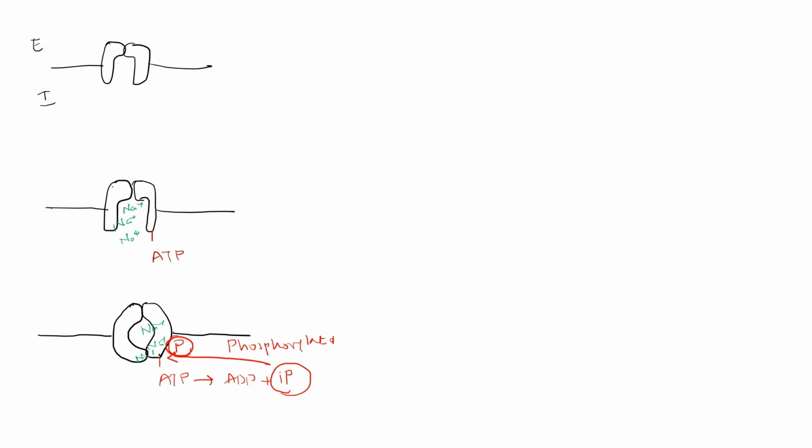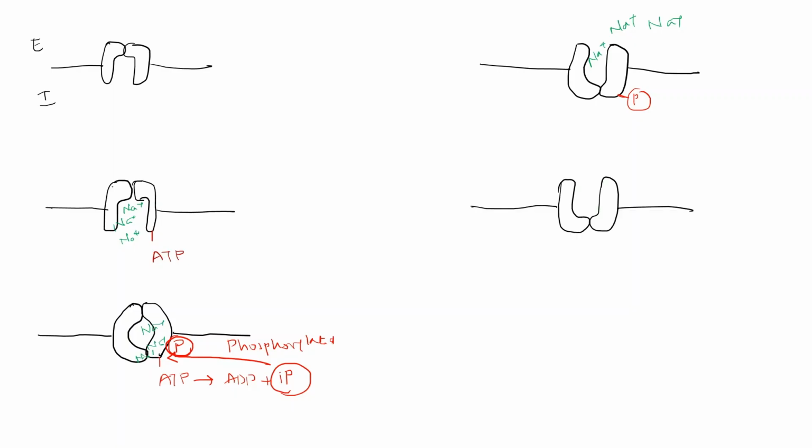Once the pump gets phosphorylated, it changes its conformation such that the pump is now open on the outside and closed on the inside. The phosphorylated pump has less affinity for sodium, so these sodium ions are now released to the outside because the mouth is open on the outside aspect.